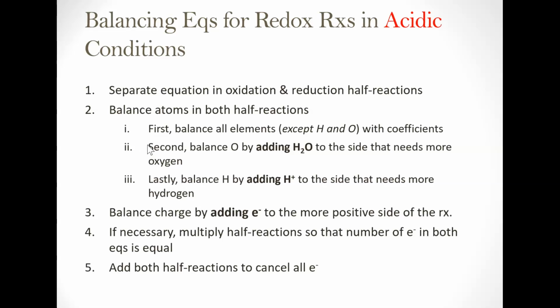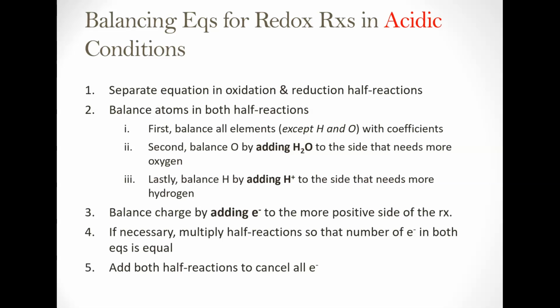Second, balance the oxygen by adding water to the side that needs more oxygen. Thirdly, we'll have to balance the hydrogens that we've added by adding water. So we add hydrogen ions to the side that needs more hydrogen. The third step is to balance the charge by adding electrons to the more positive side of the reaction.